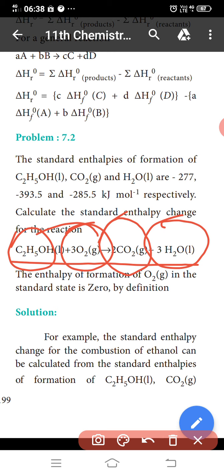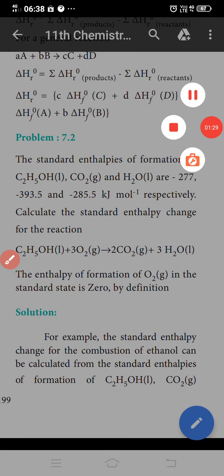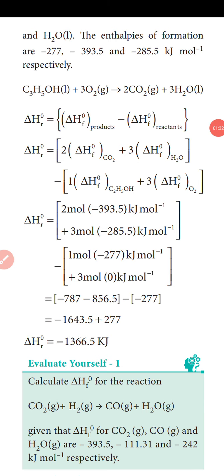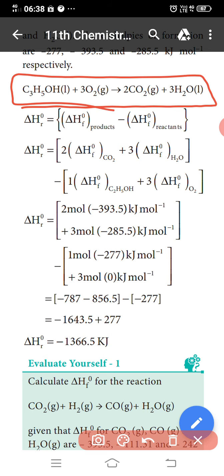Okay, the solution. For example, the standard enthalpy change for the combustion of ethanol can be calculated from the standard enthalpies of formation of ethyl alcohol, carbon dioxide and water. So for H2O, we substitute the enthalpies of formation values into the equation: the change in the heat of reaction is the heat of formation of the products minus the heat of formation of the reactants.